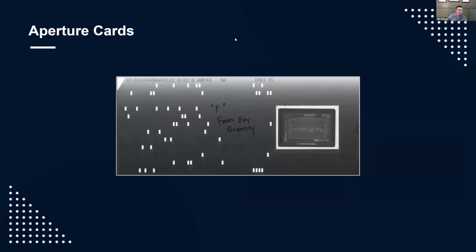All right, now Aperture cards. These are what we just call card drafter cards, and it's similar. You have a piece of microfilm in here, but the rest of it's kind of card stock. It's about three inches by seven inches, roughly.